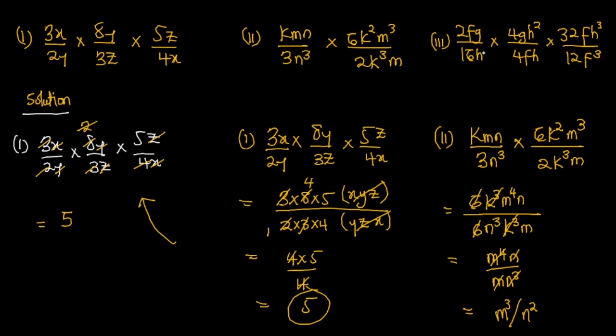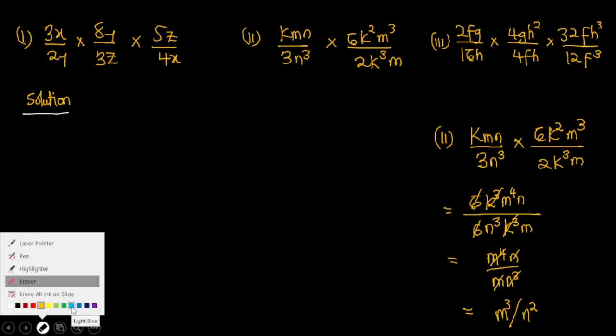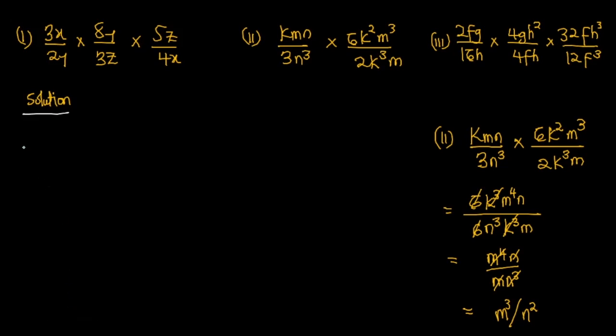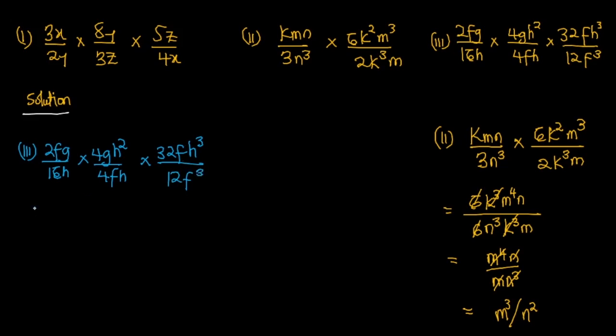Alright, let's proceed to look at the last expression that we have over here. So let me get some space. Alright, so the third expression we have is 2fg on 16h multiplied by 4gh squared on 4fh multiplied by 32fh cubed on 12f cubed. Alright, so there's a simpler way we can do this.